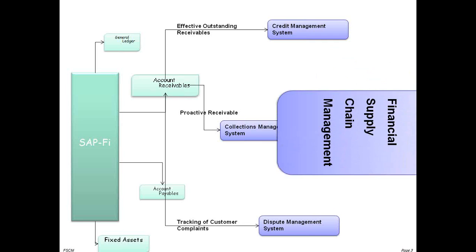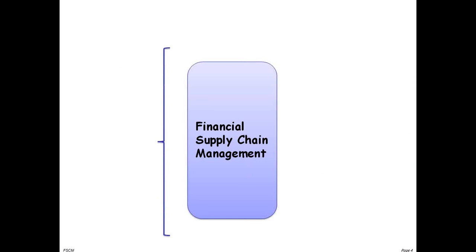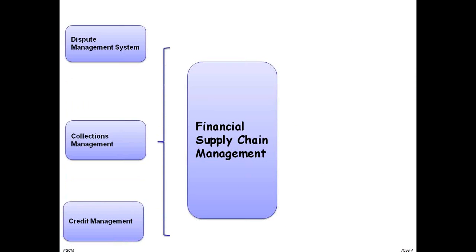So all these modules are going to be a part of the financial supply chain management system. Yes, very good. So you can say that financial supply chain management has 3 modules: dispute management, collection management, and credit management. You can ask me whether only these modules are available, or whether there are other modules we can learn in future with respect to financial supply chain management.